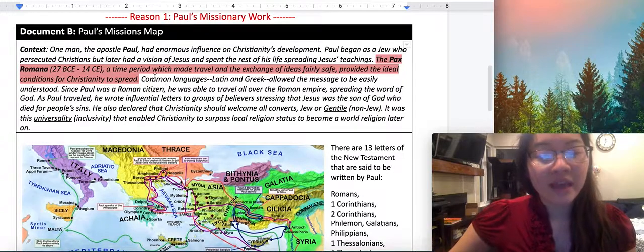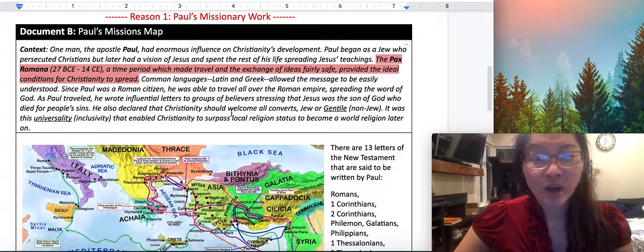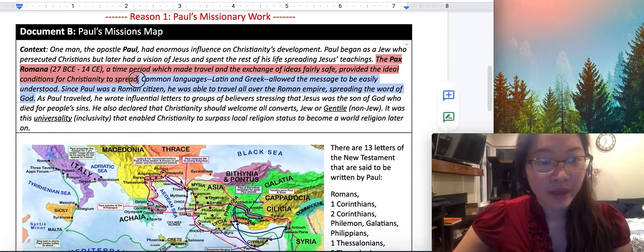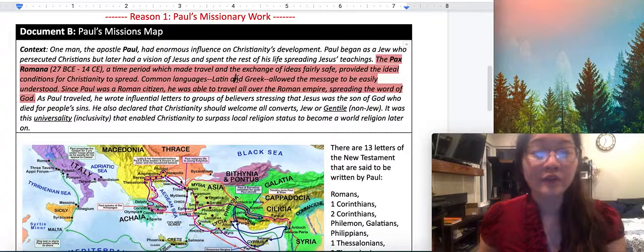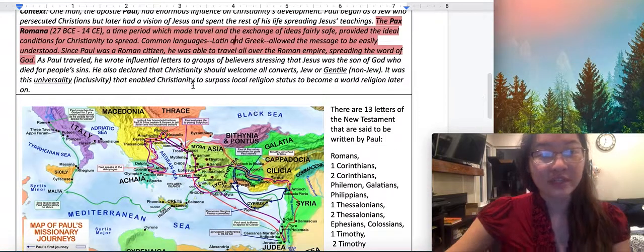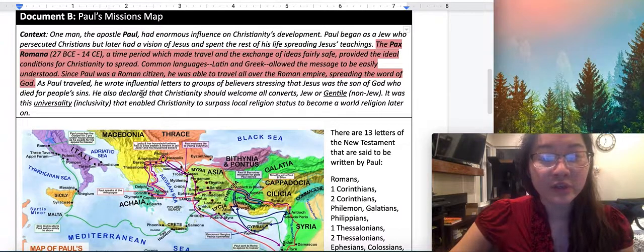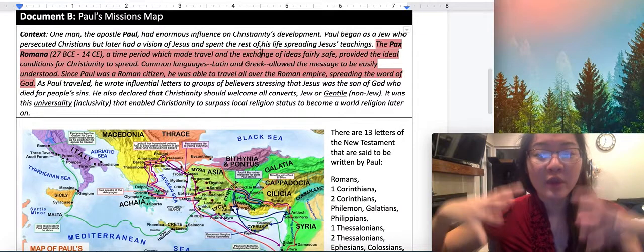Why? Common languages, Latin and Greek, allowed the message to be easily understood. Since Paul was a Roman citizen, he was able to travel all over the Roman Empire, spreading the word of God. Okay, so as he was a Roman citizen, he was able to travel and spread the word of God, and his citizenship really allowed him to travel freely. So that will help us answer number 1. And then, what are some contributions Paul made to the spread of Christianity? Let's listen for that. As Paul traveled, he wrote influential letters to groups of believers, stressing that Jesus was the Son of God who died for people's sins. He also declared that Christianity should welcome all converts, Jew or Gentile, meaning non-Jew. It was this universality or inclusivity that enabled Christianity to surpass local religion status to become a world religion later on.